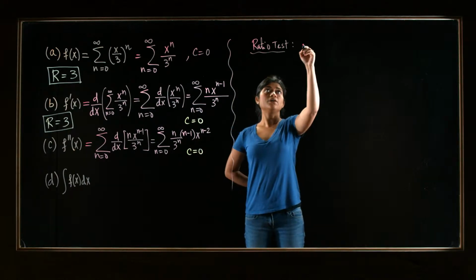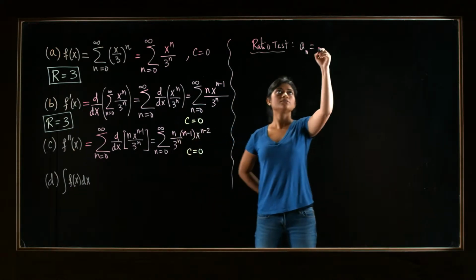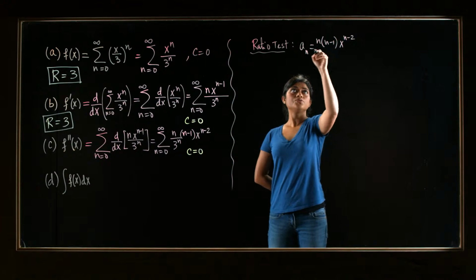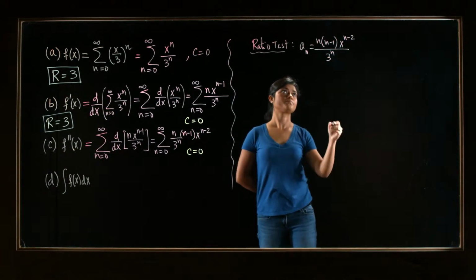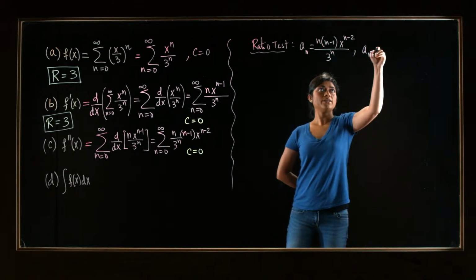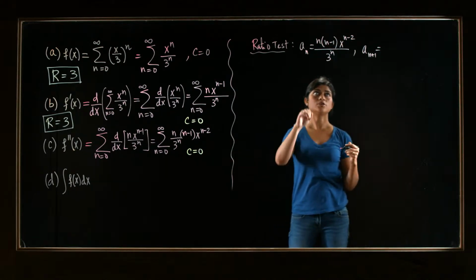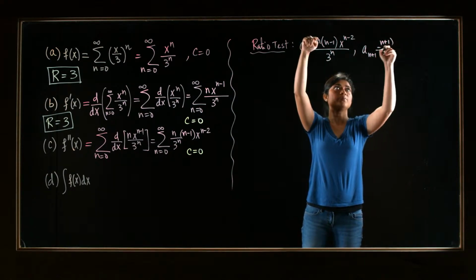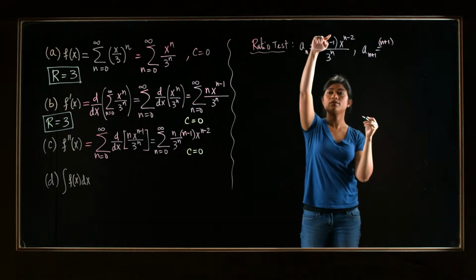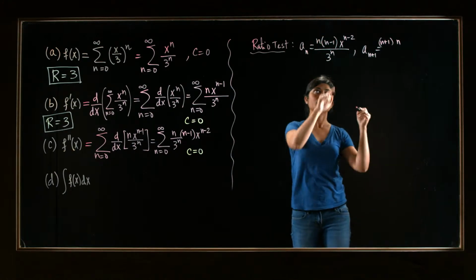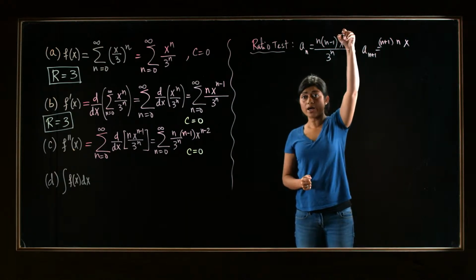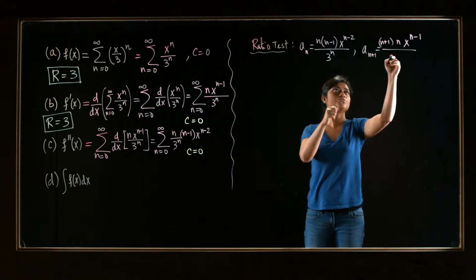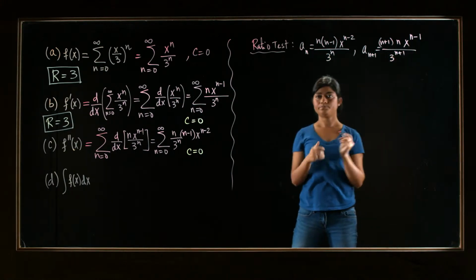Okay, so write down a n, which is just this expression, n minus 1 x to the power n minus 2 over 3 to the n. And then write down the n plus 1th term, looking at this nth term. So wherever there's n, write down n plus 1. So the first, this n will become n plus 1. Then we'll have n plus 1 minus 1, which is just n. Then x to the power n plus 1 minus 2, that is n minus 1, and divided by 3 to the power n plus 1.